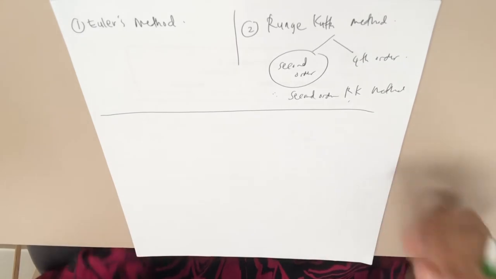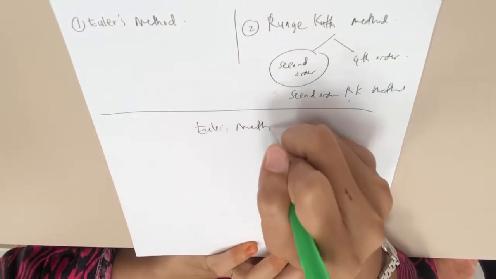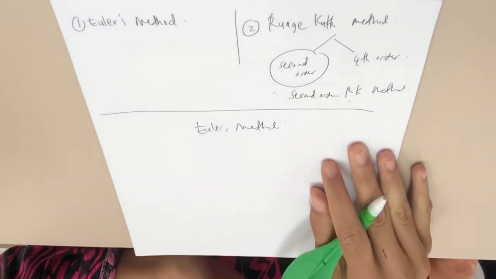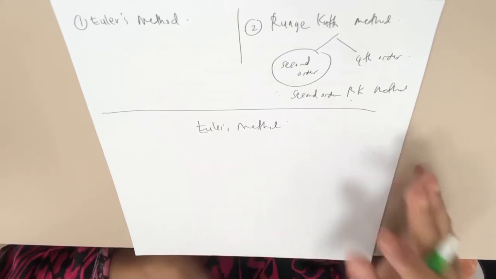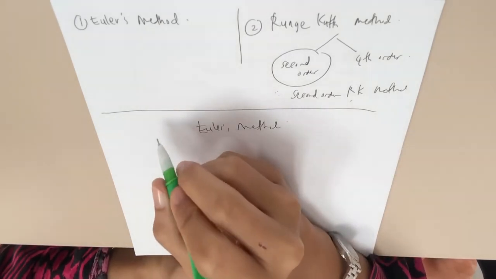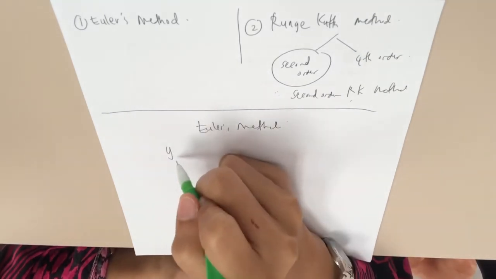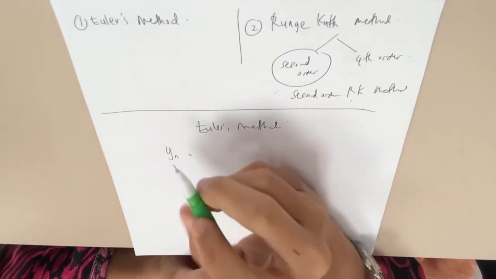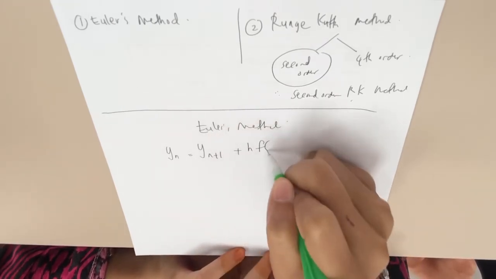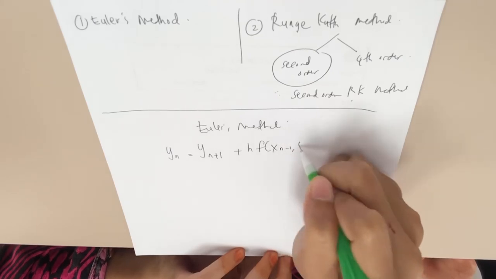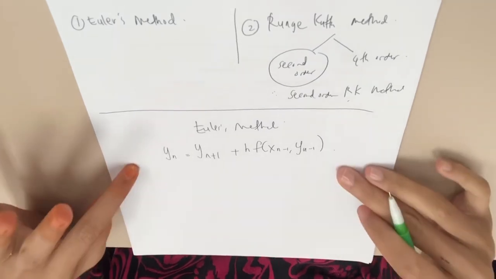Basically, for Euler's method, the first thing that you need to know is the formula. Here is the formula for Euler's method. In general, it is given by y_n equals y_(n+1) plus h f(x_(n-1), y_(n-1)). This is the general formula for Euler's method.